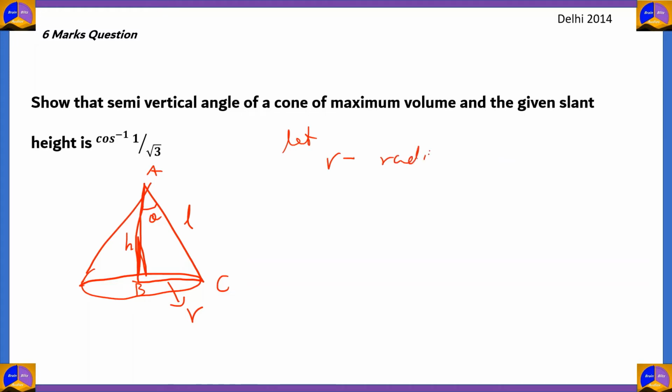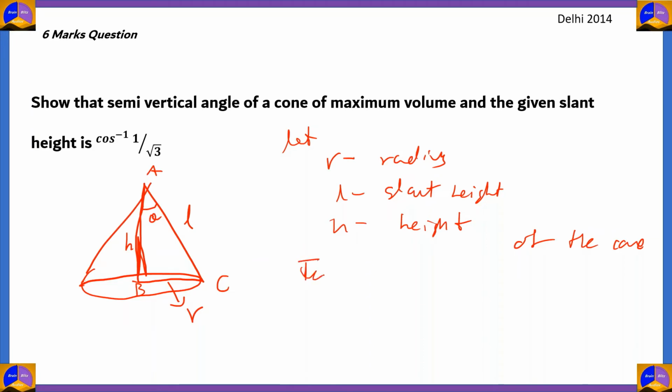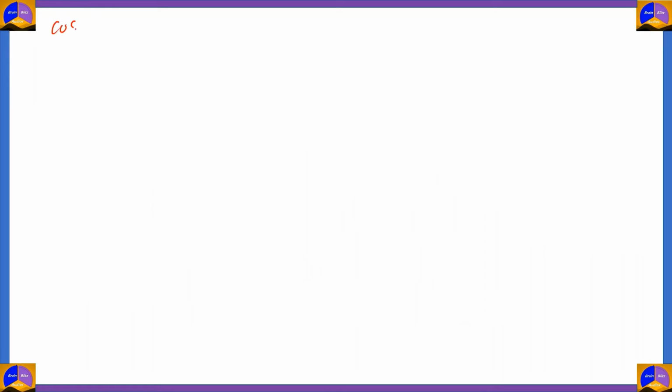So let R be the radius, L be the slant height, and H be the height of the cone. So how do we proceed in this question? Since we have an angle theta, let's convert R and H in terms of theta. So in triangle ABC of the figure, theta is angle A. So we can write sine theta as opposite, which is R, divided by hypotenuse, which is L. So that means R is equal to L sine theta. Similarly, cos theta will be equal to H by L, meaning that H is equal to L cos theta.